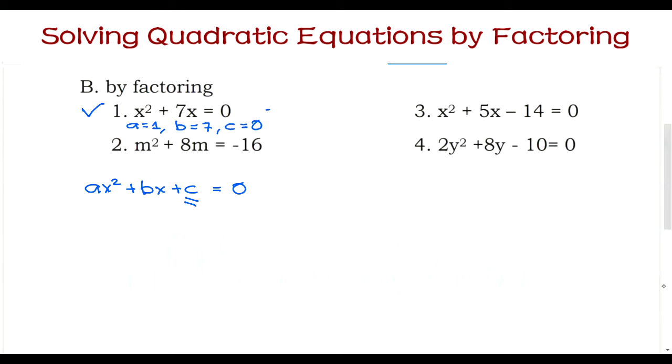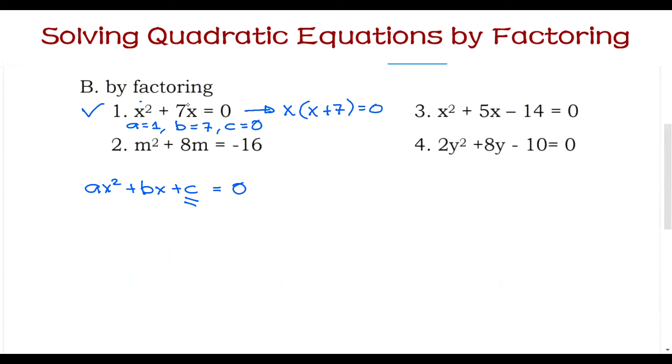Kapag yung C ay 0, napakadaling i-factor niyan. All you have to do is you factor out the common monomial factor, which is x. Kasi tingnan nyo, ito yung x squared. Ito yung 7x. Ang common factor nila ay x. So, i-factor out mo lang yung x, ano yung may iwan sa loob? So, x na lang for x squared. Kay 7x, dahil pinactor out natin si x, ito ay 7 na lang. Equal to 0.